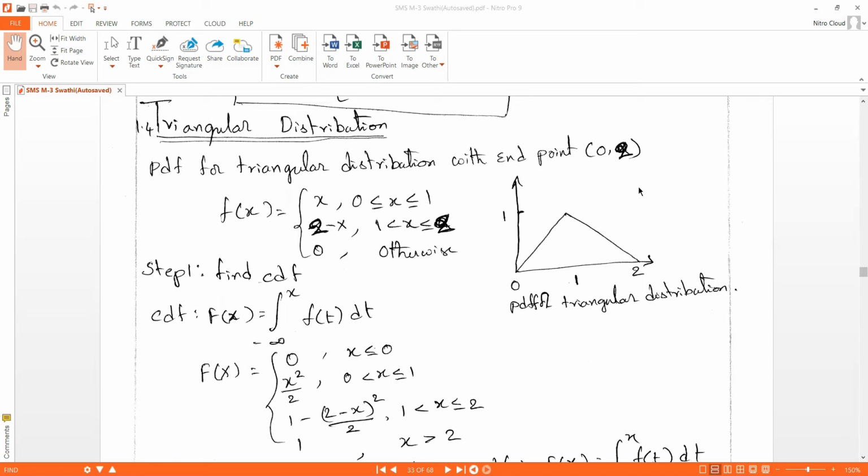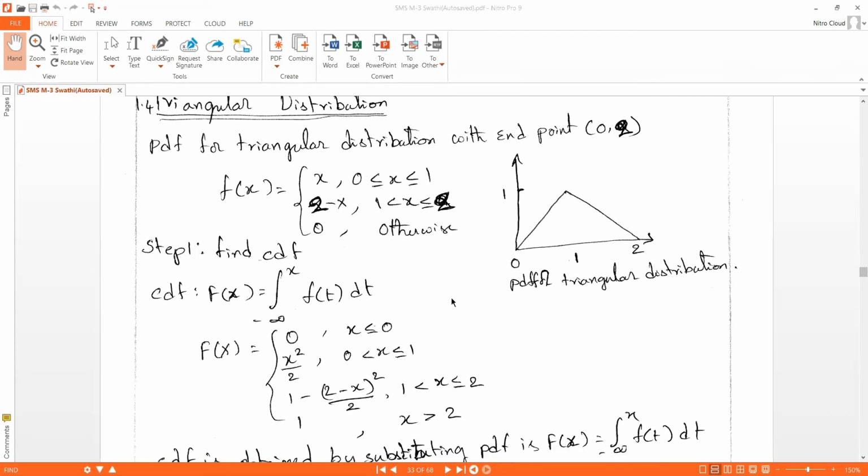In triangular distribution PDF, f of x equals x if 0 less than or equal to x less than or equal to 1, f of x equals 2 minus x if 1 less than x less than or equal to 2, f of x equals 0 in other cases. Okay, now we'll do the inverse transform technique. We'll apply it here. In the inverse transform technique, first step, what do we need to do?